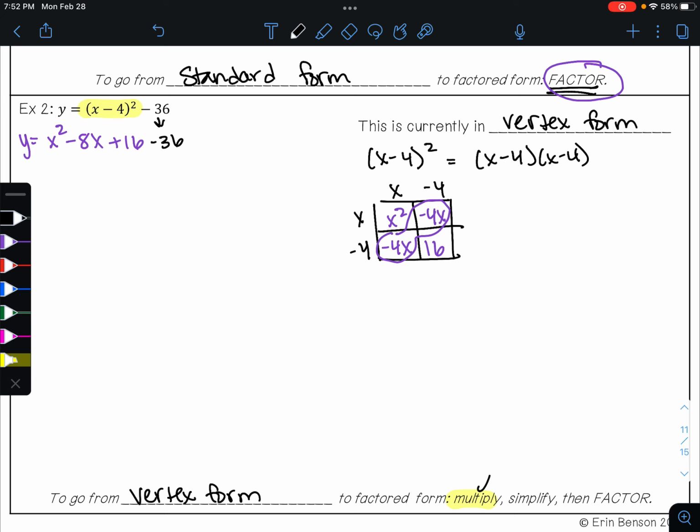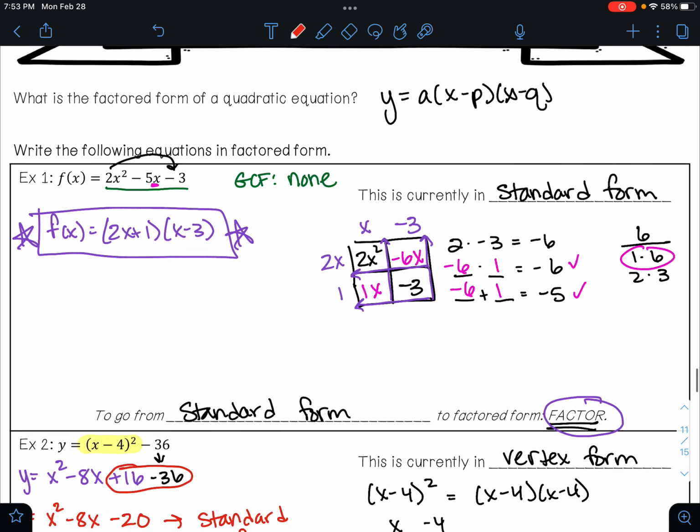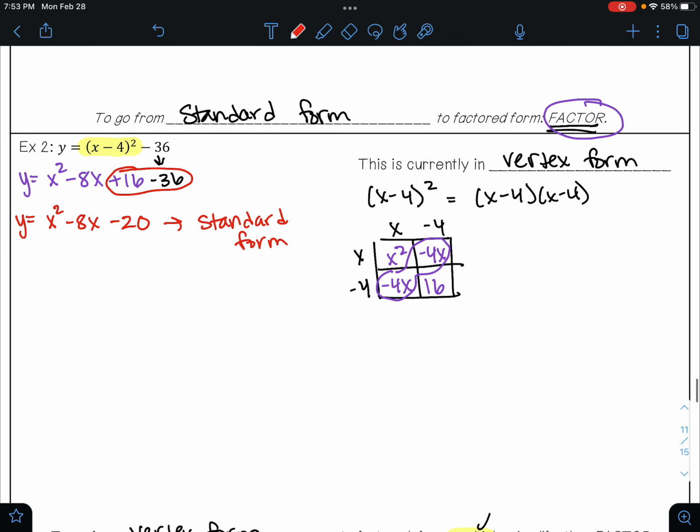Step 2 is to simplify. So, to simplify, I'm going to combine like terms. And so I'll have x squared minus 8x. 16 minus 36 is negative 20. This equation, y equals x squared minus 8x minus 20, is currently in what form? Standard form. I'm not trying to be in standard form. I'm trying to be in factored form. So now we're going to follow the same steps that we did on example 1. It says to go from standard form to factored form, we need to factor.